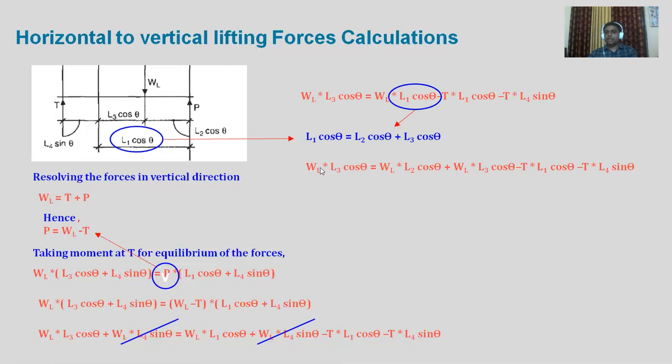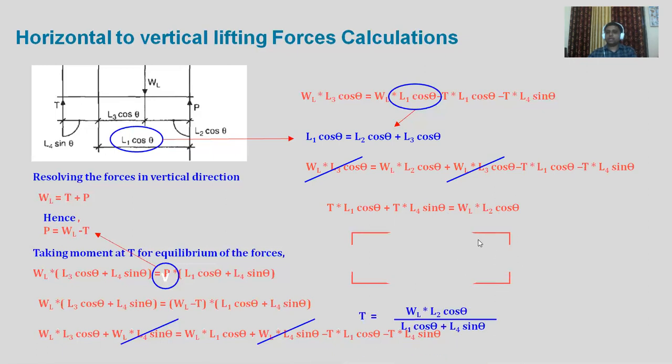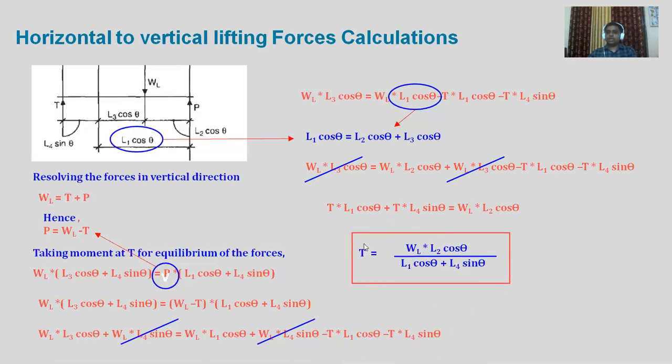Now we can see WL L3 cos theta and WL L3 cos theta. This term will get cancelled. Now the equation will look like this. That is minus minus; if we come on this side, it becomes plus. So T into L1 cos theta plus T into L4 sin theta is equal to WL into L2 cos theta. If T is to be calculated, T will be common and the bracket term will go to the division on the right side. So this is how the formula will look. T is equal to WL L2 cos theta divided by L1 cos theta plus L4 sin theta. This is the formula which is directly given in Dennis Moss, and this is how that formula has been derived.